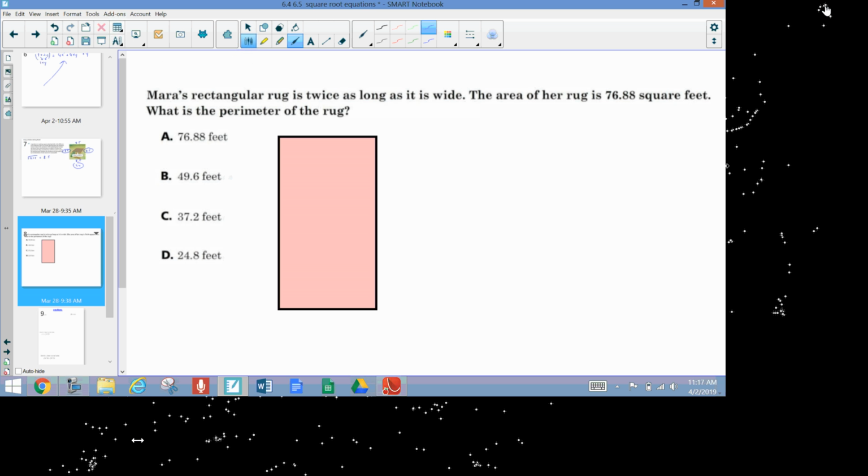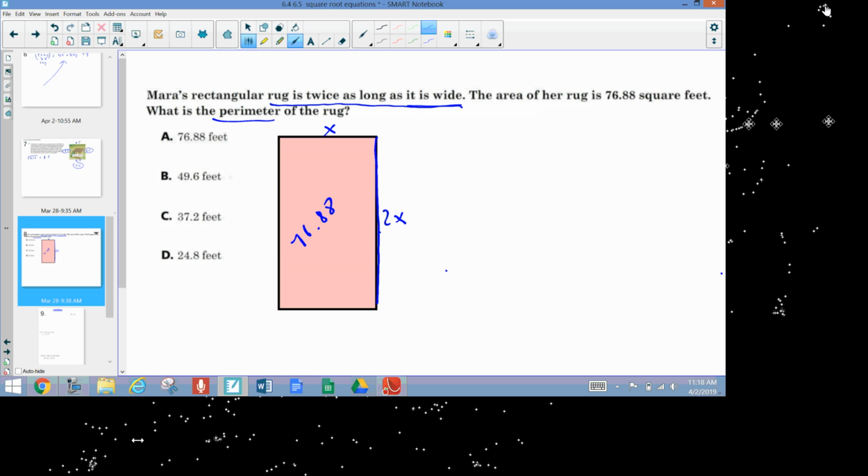Similar question here. One step more, a little bit complicated. Okay, the rug is twice as long as it is wide. If I call the width x, what should I call the length? X times 2, 2x. That's what the question is telling me. The rug is twice as long as it is wide. So area is given. Okay? So what is the perimeter?